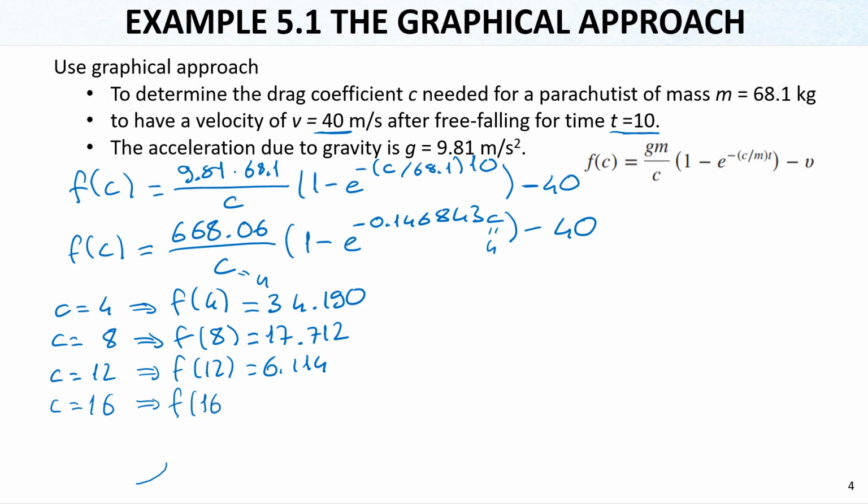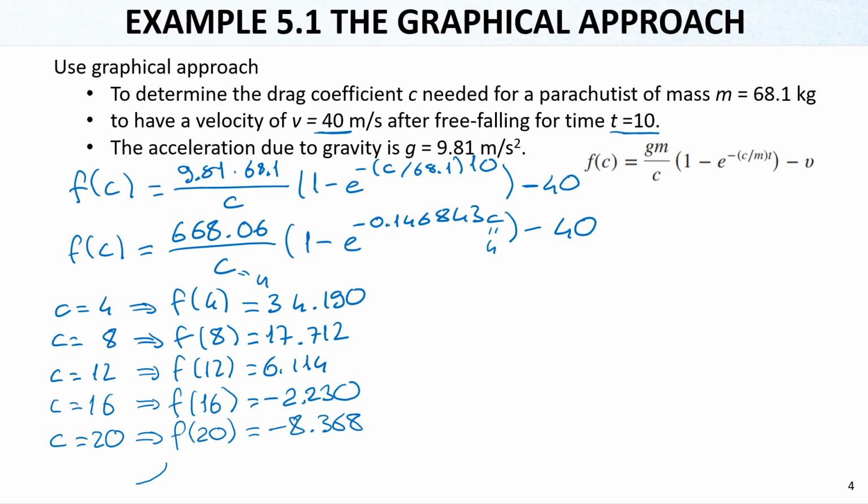f(16) is equivalent to minus 2.230. You can see from 12 to 16 there is a sign change, so it seems like it crosses the x-axis. So in between there can be a root for c, so c can be between 12 and 16. Let's continue. Lastly, 20, and f(20) is simply minus 8.368. So these are the values.